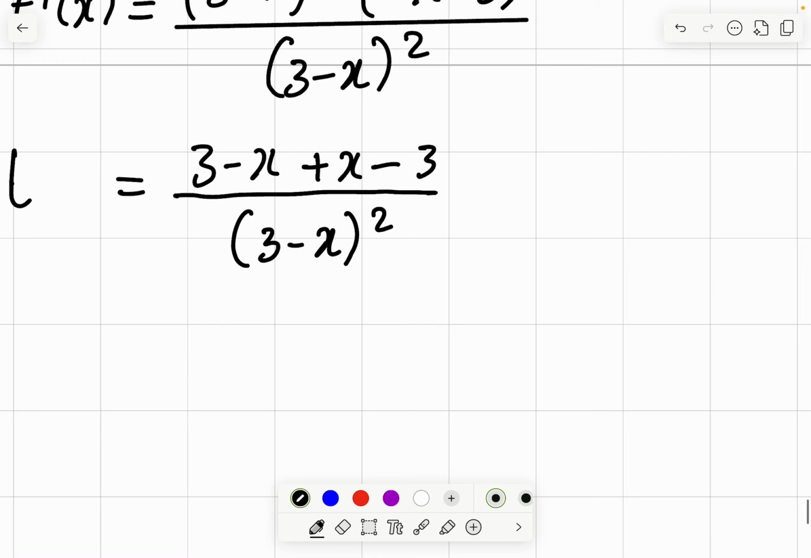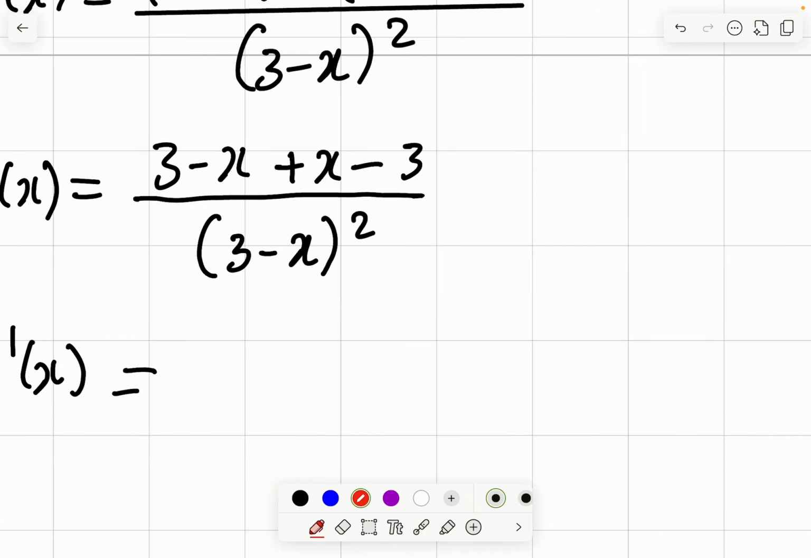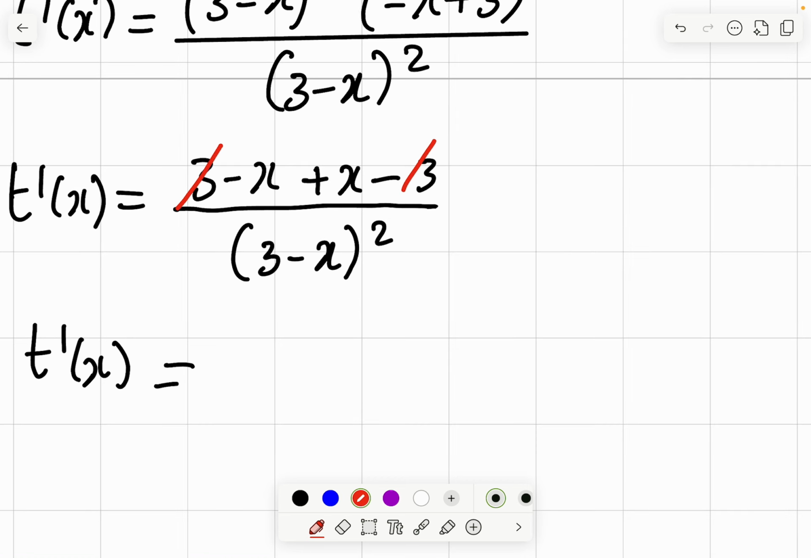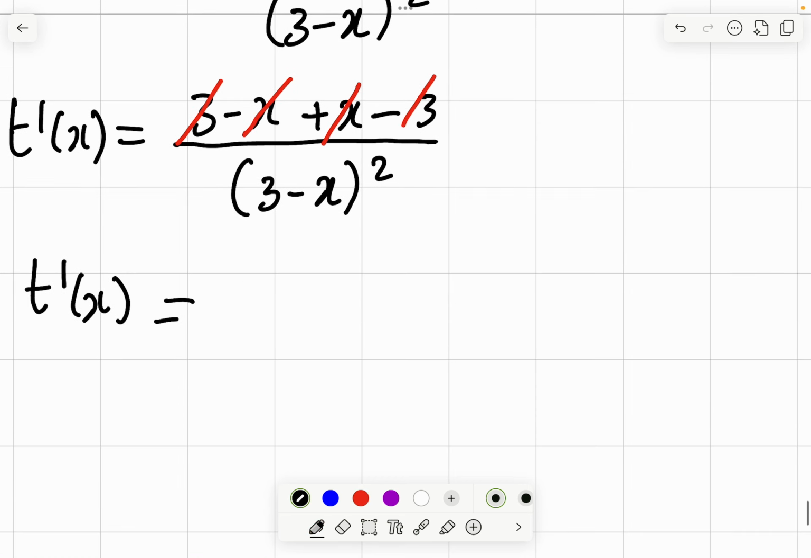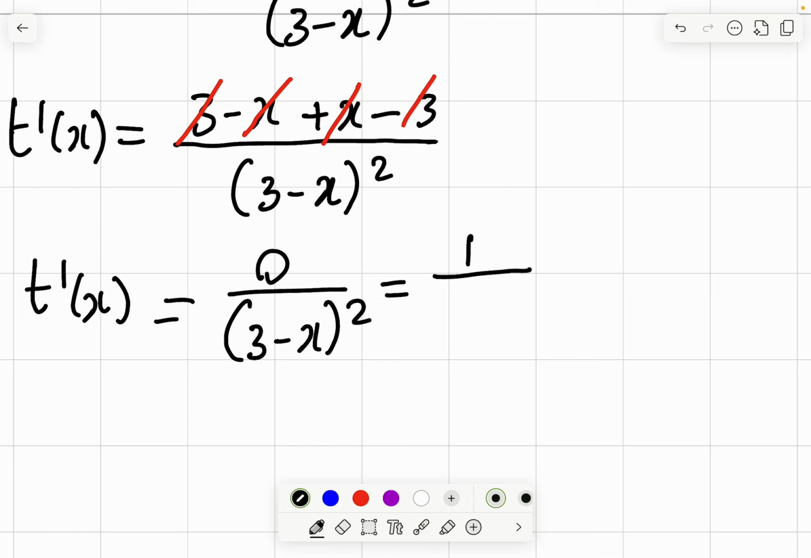Right? Then I say t prime of x. You see now, this 3 subtract, cancel that one. This x, cancel that one. I remain with what? With 0 over what? Over 3 minus x all squared. Anything, this thing is the same as what? Is the same as what? 1 over what? 1 over 3 minus x all squared. Anything, then I have what? I have 0. You know, everything multiplied by 0 is what? Is 0. Just like that.